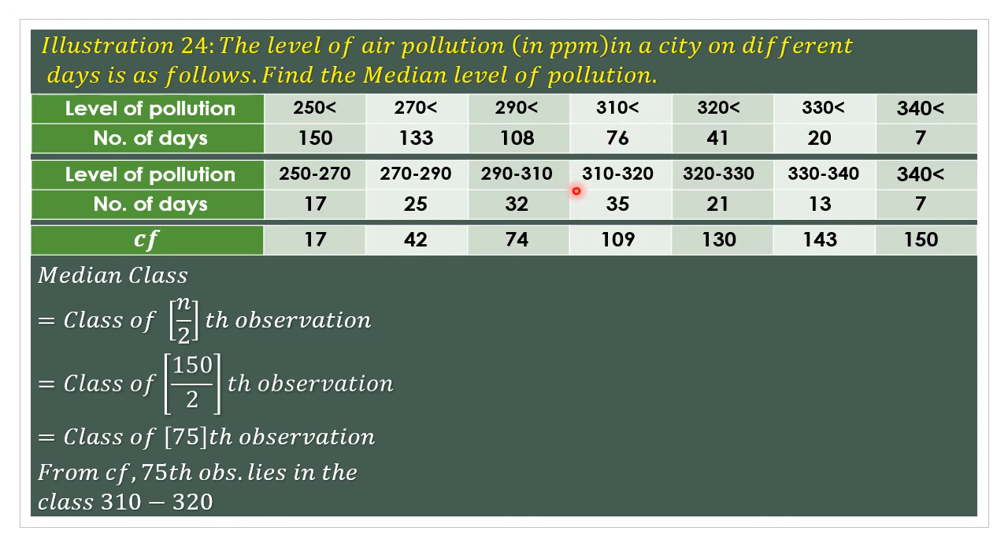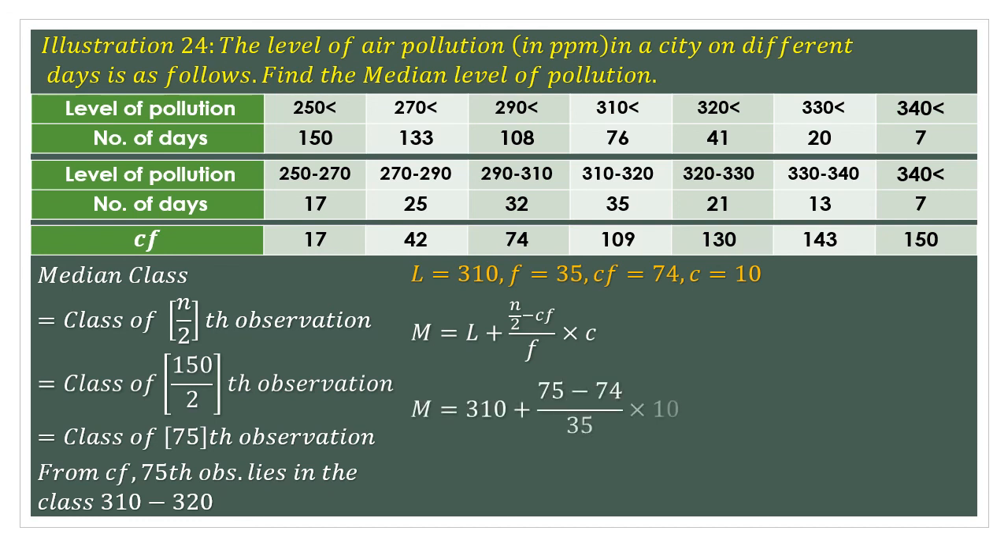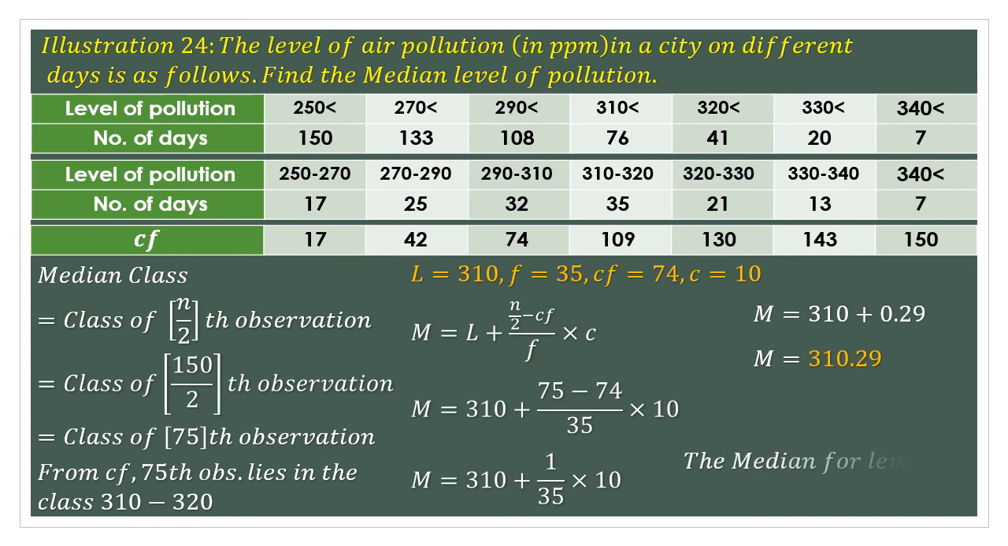So the lower limit point here will be 310, the frequency will be 35, the CF before our median class is 74, and the class length is 10. Putting these values into the symbols L, F, CF, and C, and putting these values into our equation of median, we will get 310 plus 75 minus 74 upon 35 into 10. That would be 1 upon 35 into 10, that would be 310 plus 0.29. Answer is 310.29. So the median of the data for the level of pollution will be 310.29 particles per meter.